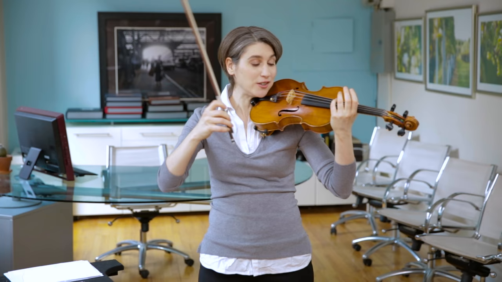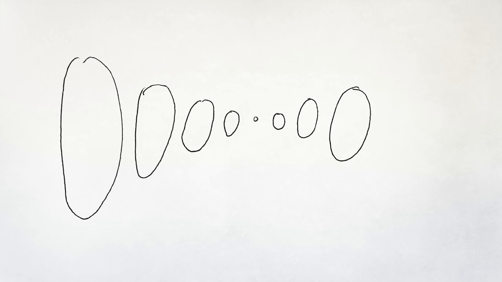Did yours look like this? Starting with the biggest circle, the loudest note. A little less loud, little smaller circle. Smaller circle. Smaller circle. Smallest circle. And quietest note. Little louder. Little louder. Little bigger. And the biggest.